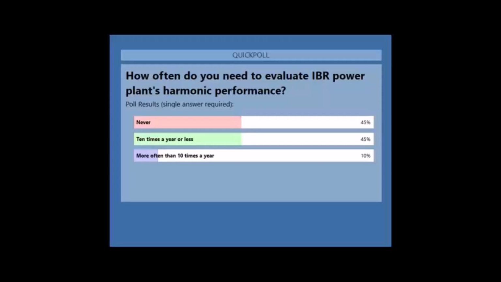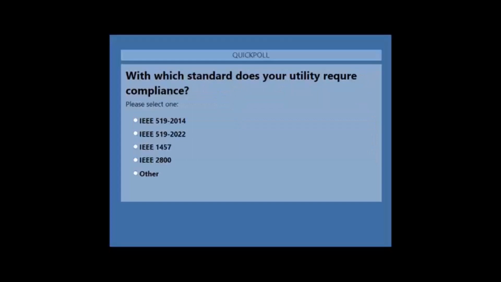All right, thank you. And then the second question is, which compliance standard is required by the utility companies you work with? And this is multiple choice.